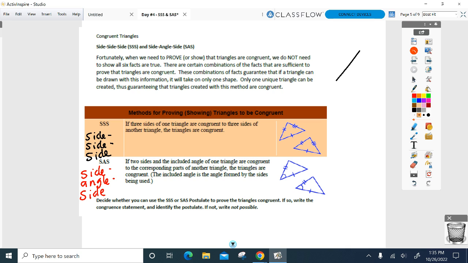So if I have 2 triangles that look like this, and I tell you these 2 are congruent, these 2 are congruent, and these angles are equal. No. Those triangles are not congruent. This is not side, angle, side. Do you see why? The angle needs to be in between.